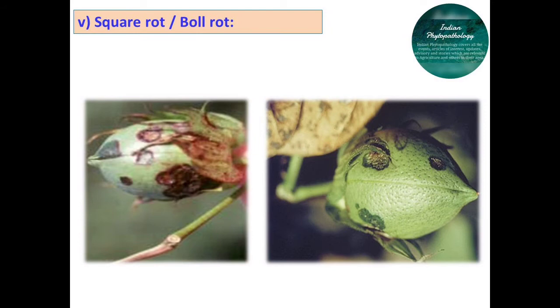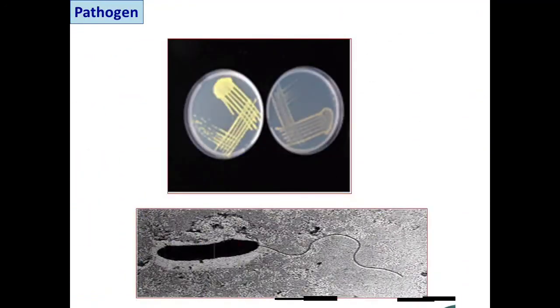The pathogen also infects the seeds and causes reduction in the size and viability of the seeds. These are the microscopic structures of this bacterium, and in the first image you can see the bacterial growth inside the petri plate showing yellowish colored growth. The bacterium is a short rod shape with a single polar flagellum as its character.